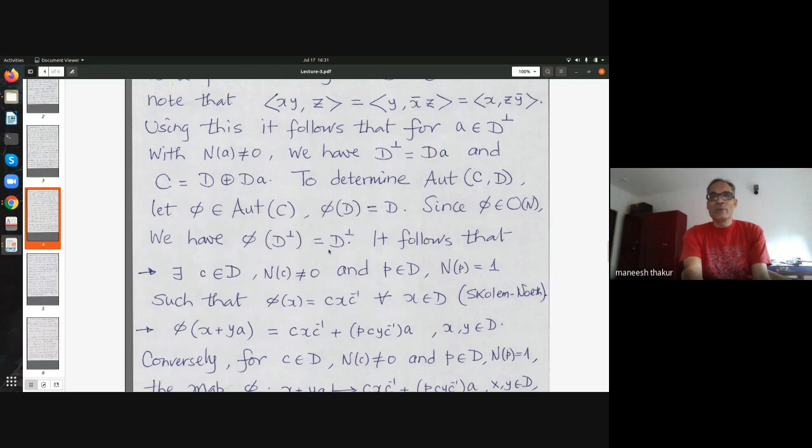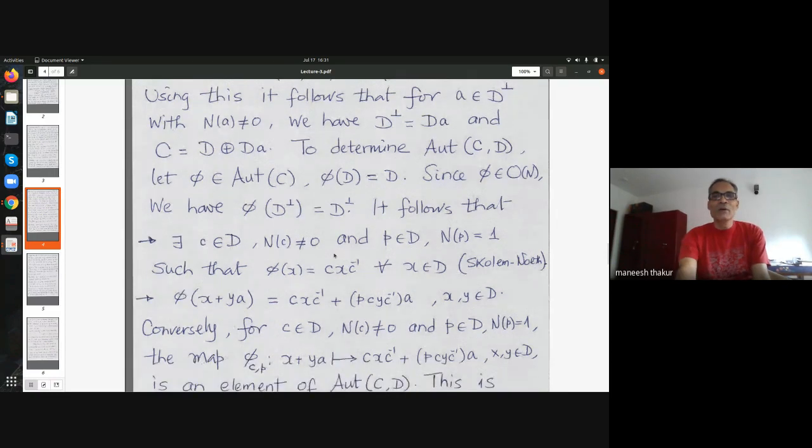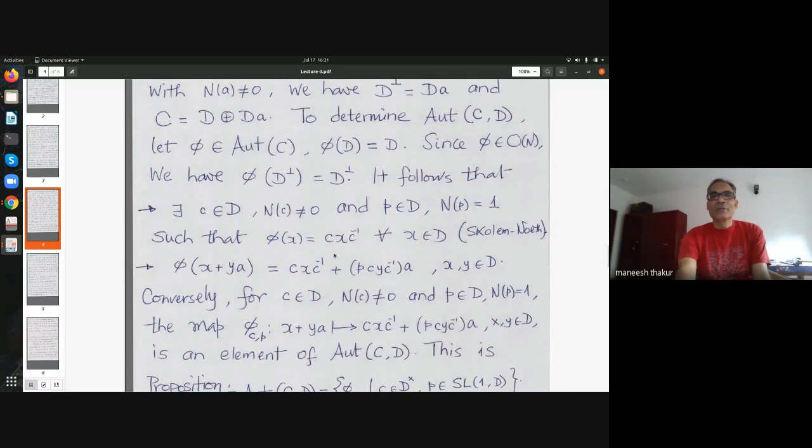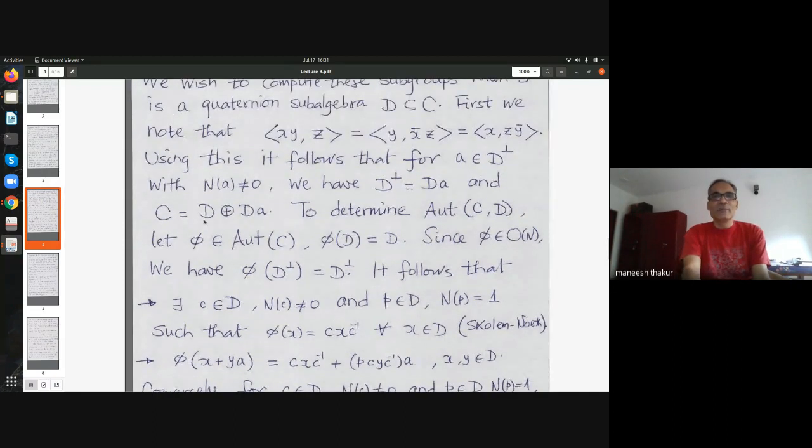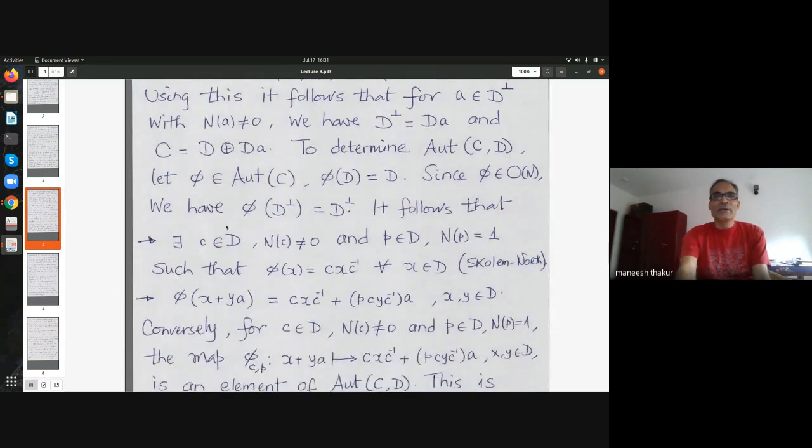Phi of D perp is D perp because phi is orthogonal and it maps D to D by assumption. So this is fine. And this allows us to conclude, because this is the decomposition for C and D perp is just dA, that first of all, by Skolem-Noether, phi restricted to D will look like conjugation by a single element C in the quaternion algebra.